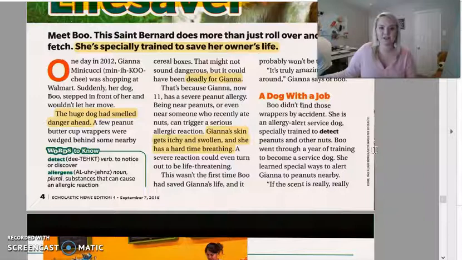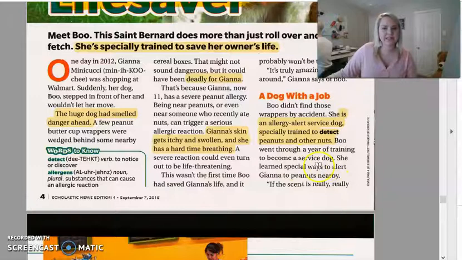What does her dog need to do to help her? Let's see. Boo didn't find those wrappers by accident. She is an allergy alert service dog, specially trained to detect peanuts and other nuts. This is a great supporting detail because we said our main idea was that Boo is specially trained to save her owner's life. So now I know what she is trained to do. She's trained to be an allergy alert service dog. This is a wonderful supporting detail that we can use.